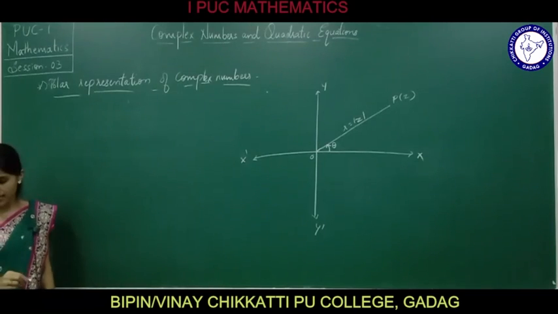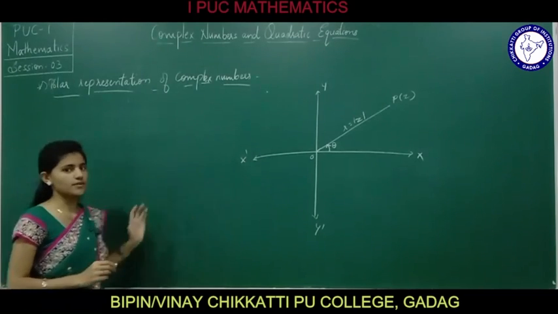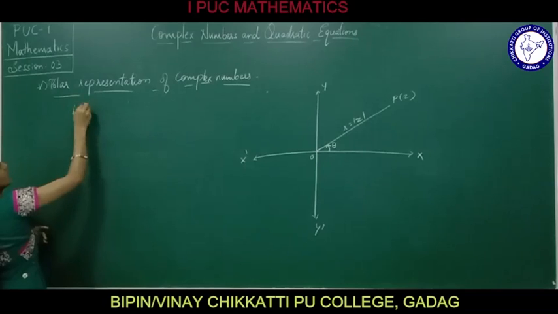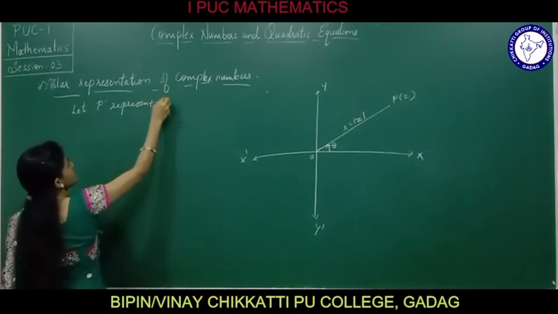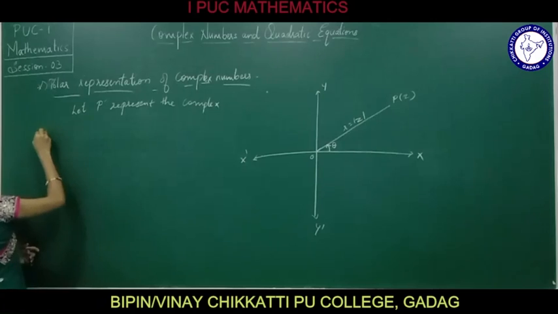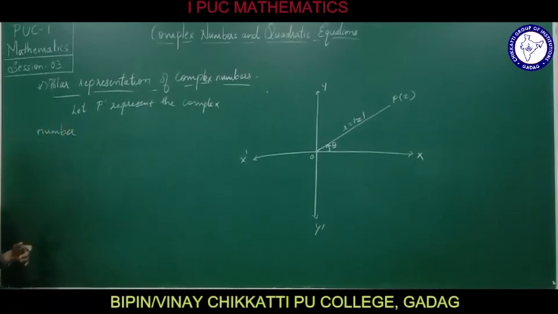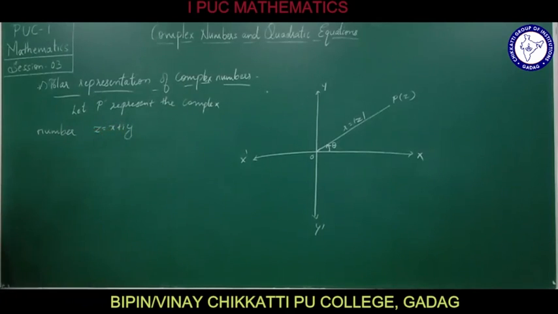Then let the point P represent the complex number. Let P represent the non-zero complex number, that is z is equal to x plus iy.